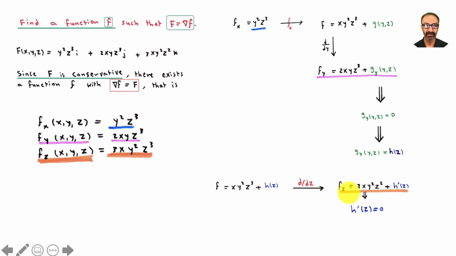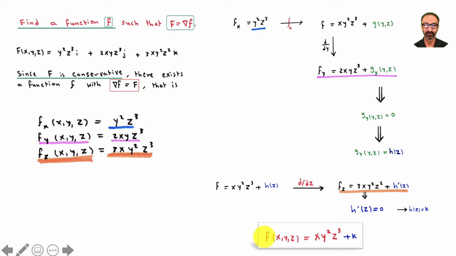We'll compare this to the last part. As you can see, I'm using colors to stay focused. That means h prime is 0. It doesn't have a 0, it has a z in it. So h of z could have a 7, but doesn't have a z in it. Finally, that's my answer. You could double check by doing the following.